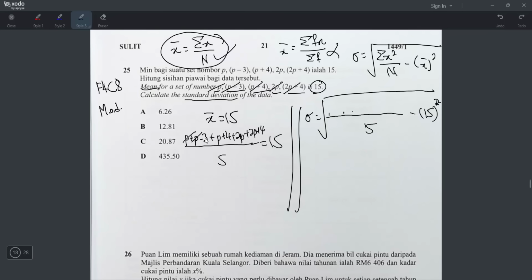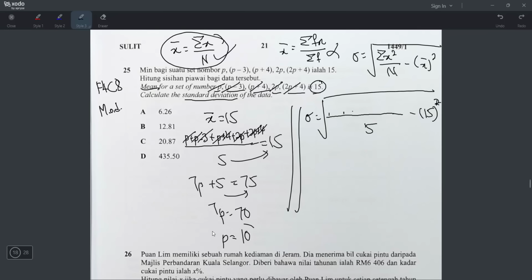Okay, so p plus p is 2p, 2p plus p is 3p, plus 2p 5p, plus 2p 7p. And then negative 3 plus 4 is 1, 1 plus 4 is 5. And then the 5 can pindah here jadi darab, it becomes 75. And then 7p equals 75 minus 5 is 70, so p is 70 divided by 7 is 10. Use your calculator to help you for this part.